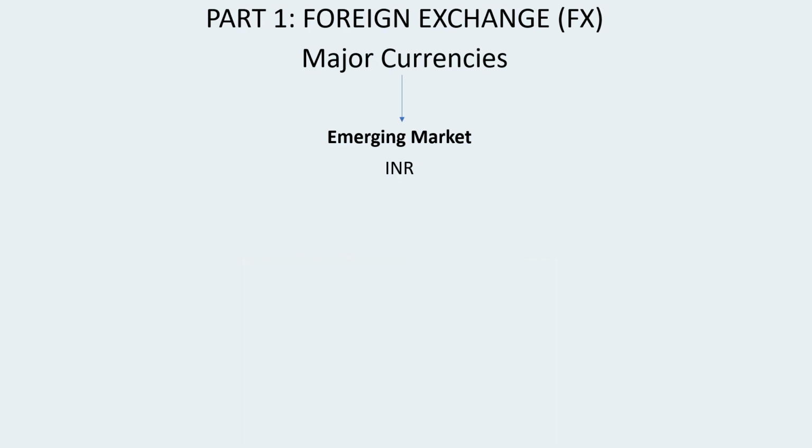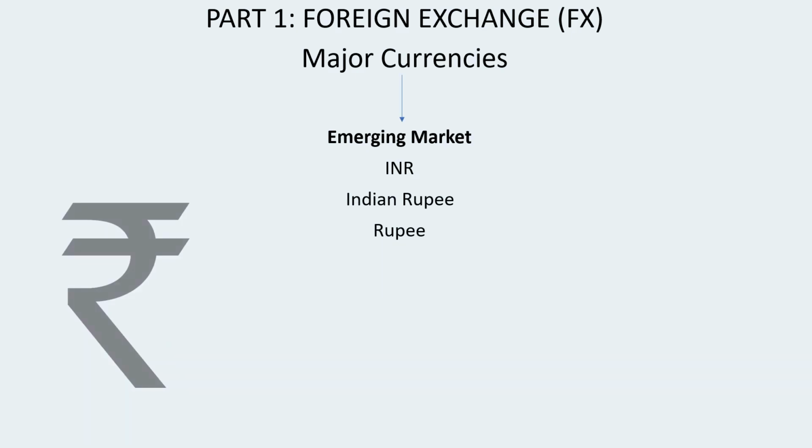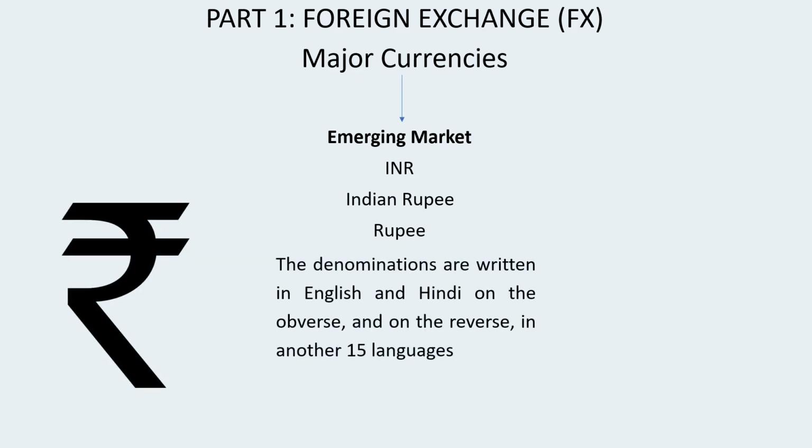The next currency on the emerging market list is the INR, which is the ISO code for the Indian rupee, otherwise known just as the rupee. This is the symbol, and the denominations are written in English and Hindi on the obverse, and on the reverse in another 15 languages. This is how the Indian rupee looks like.